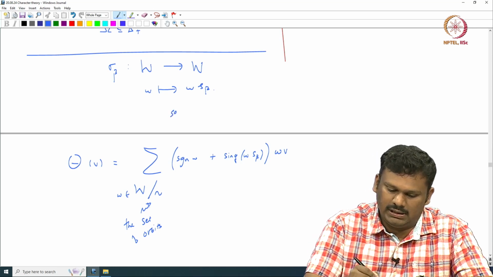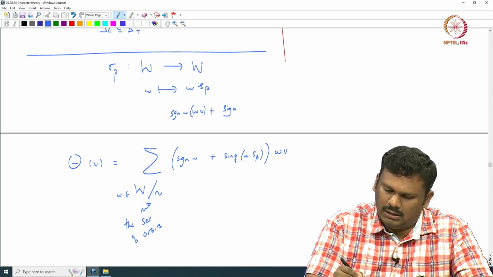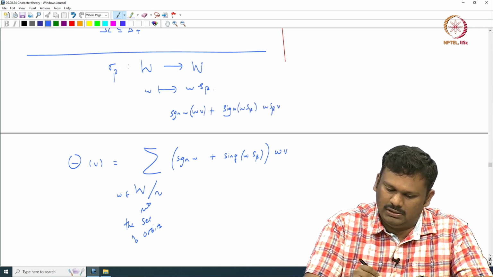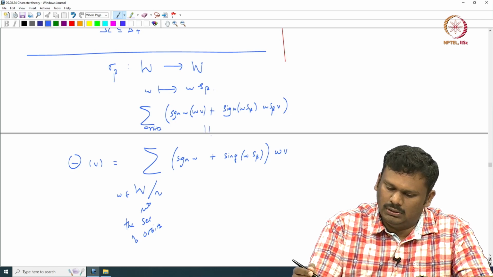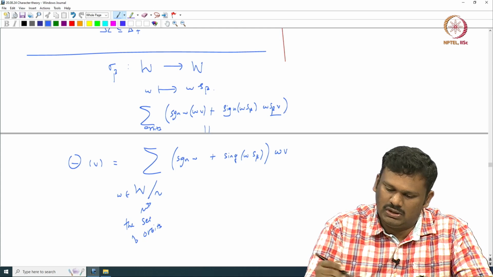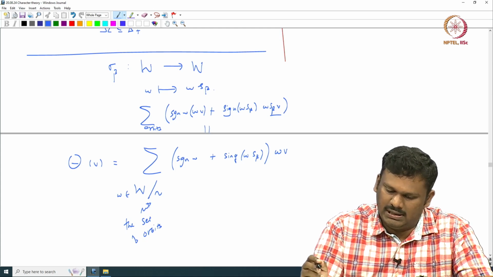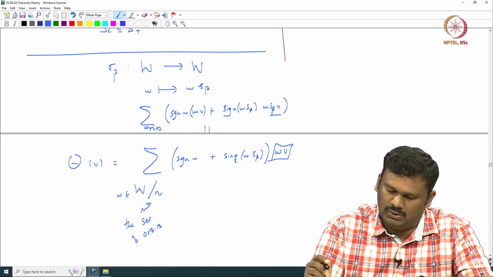Okay, basically this is sin w times w v plus sin w s beta times w s beta v. So, that is the sum you are taking over the orbits. Okay. So, in particular, this s beta v is v. So, you can just consider it as w v and it comes out.